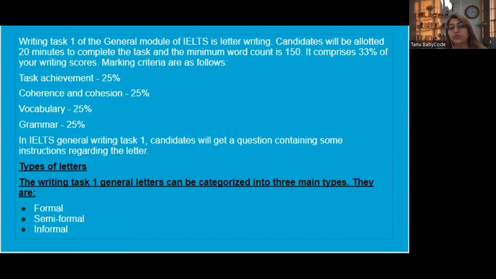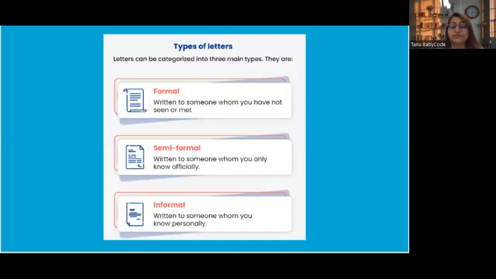Now, in task 1, you will be getting a question which contains some instructions regarding the letter, because you have letter writing, so you will be provided with some instructions. Okay, what are the types of letter? General letters, that means writing task 1, is categorized into 3 main types: formal letter, semi-formal letter, and informal letter.